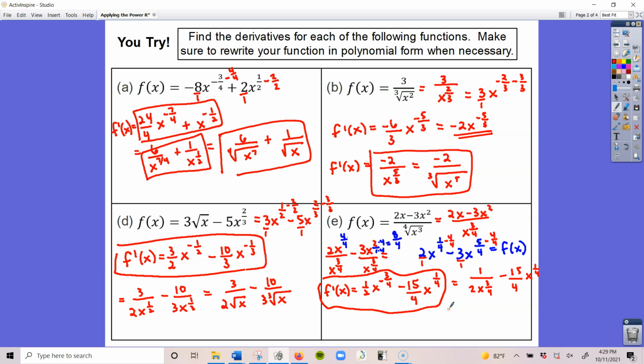Okay? So now let's rewrite this. This is 1 over 2, the 4th root of x to the 3rd, minus 15 over 4, and this is the 4th root of x. And that's another way of finding your derivative.